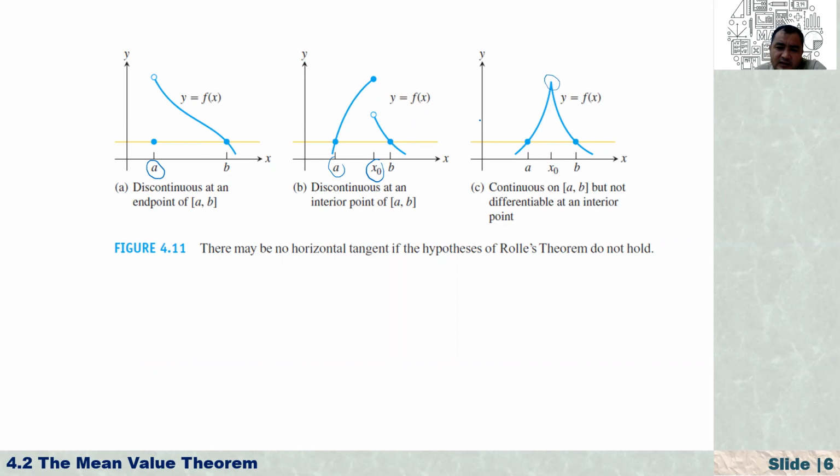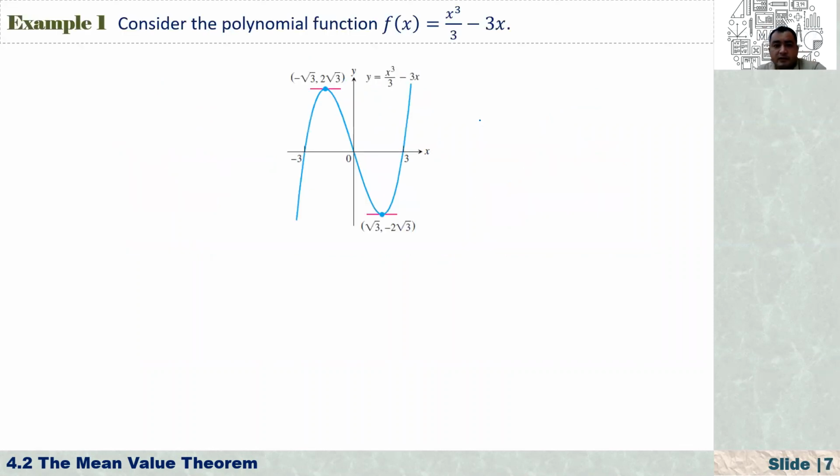So that's why we cannot say that there is a C in AB where f prime of C is equal to 0. It does not exist. So all these three conditions must be satisfied. Then we can actually have Rolle's theorem. Okay, consider the polynomial function. For example, how do we apply Rolle's theorem to this function?